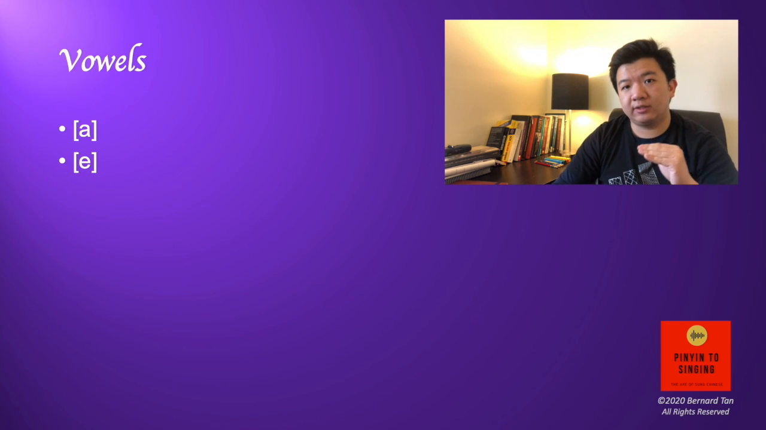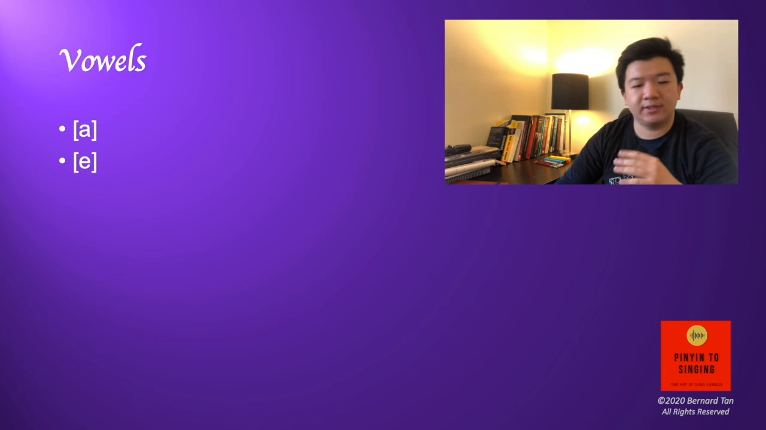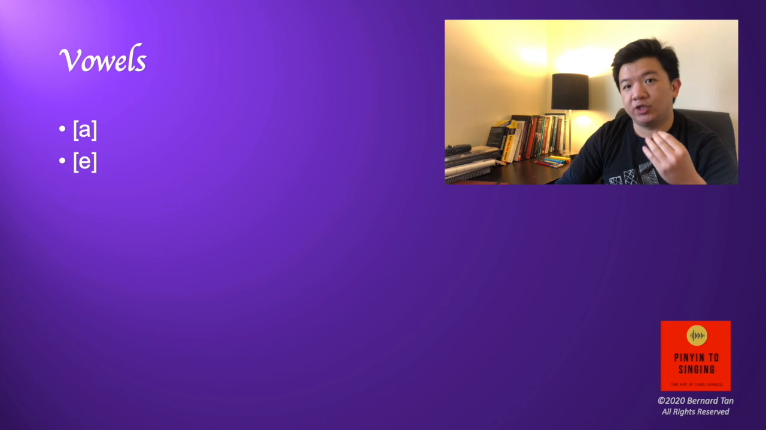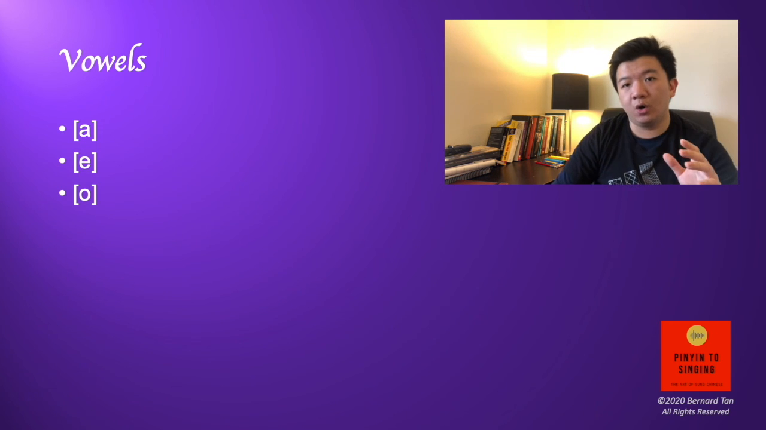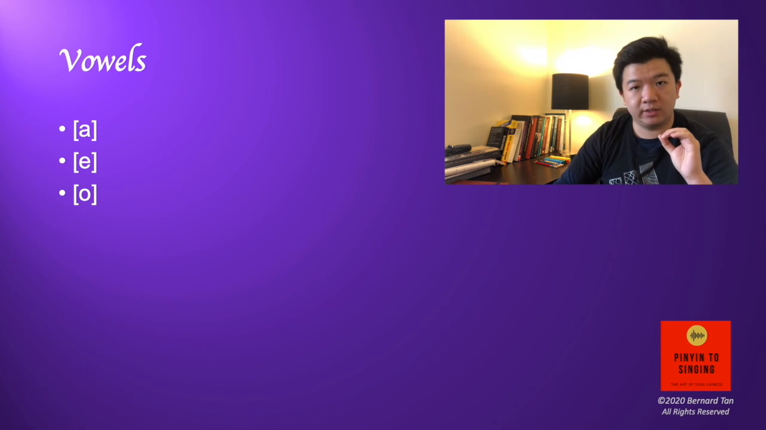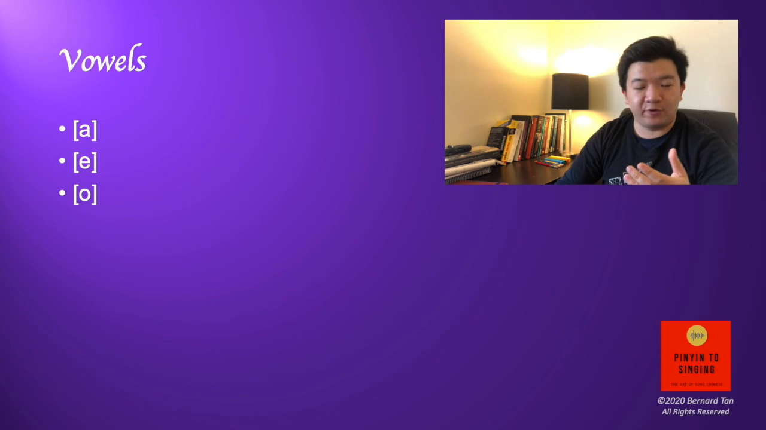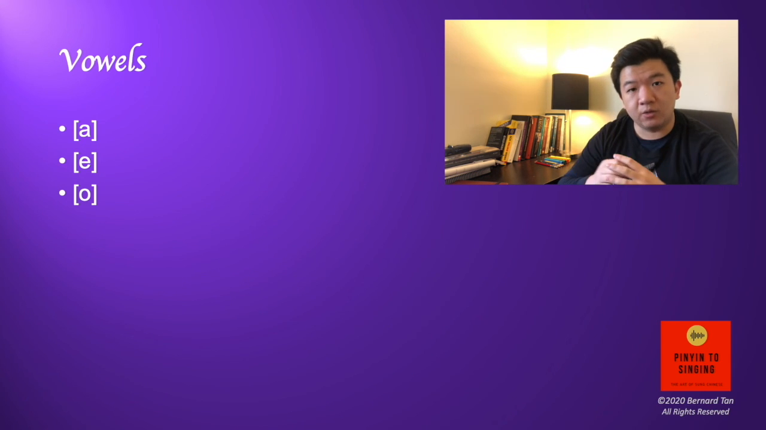If you know the IPA alphabets, this E sound is actually what we call a closed E. The next one we have is O, and again, this symbol is for a closed O sound, which, for instance, in German you have O, which is very closed, which might not be as closed as an Italian closed O when it is spoken.